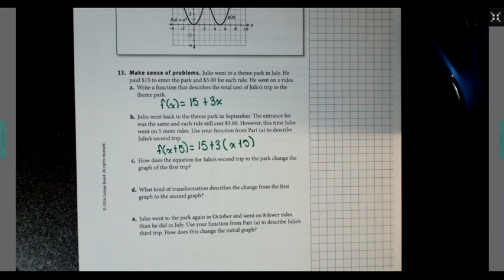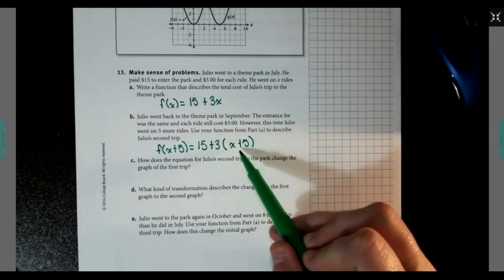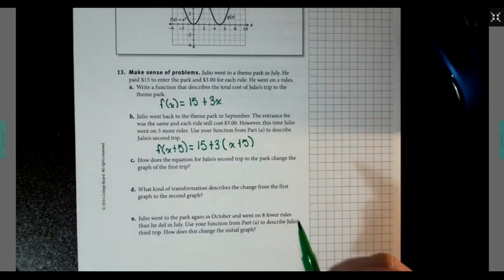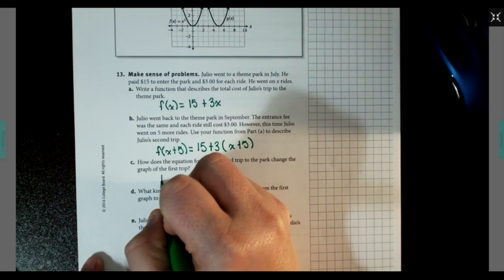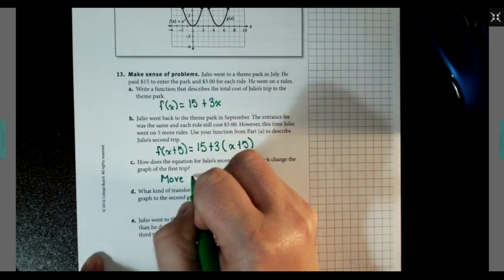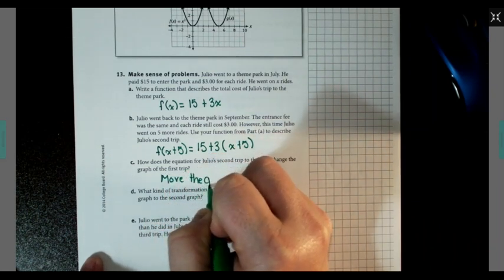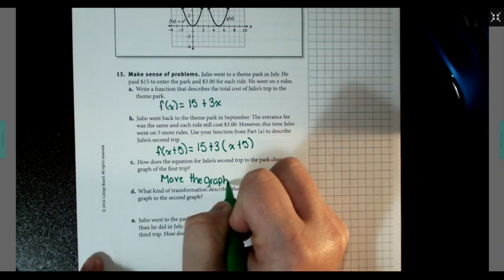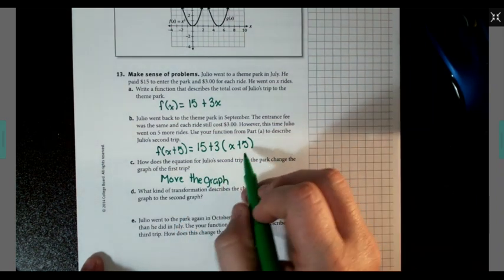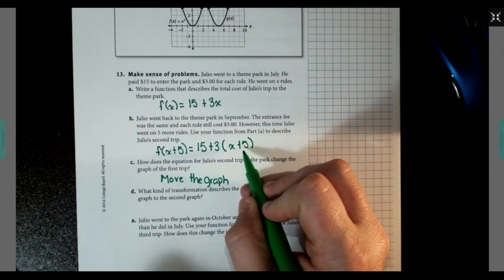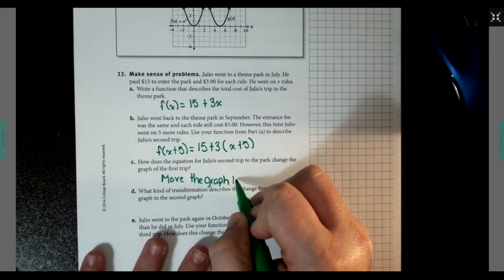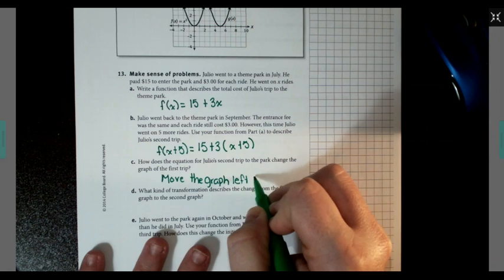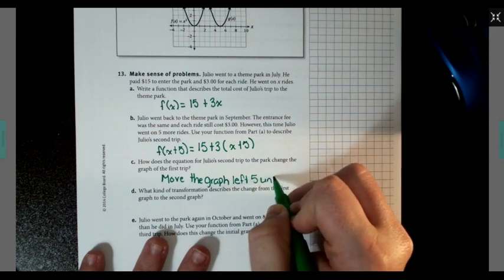How does the equation of Julio's second trip to the park change from the graph of the first trip? What should this plus 5 do? It should move the graph. Positive 5 in parentheses is going to move it left 5 units.